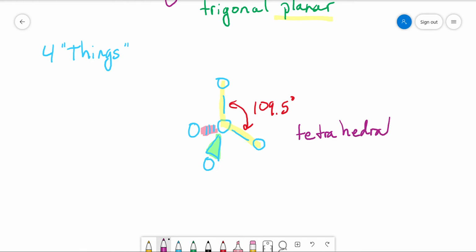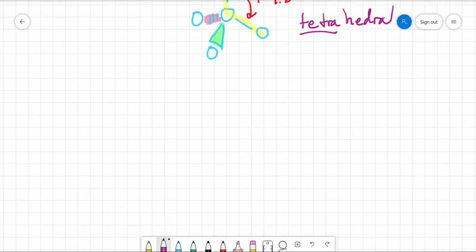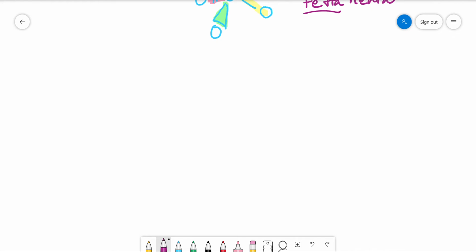If we were to make a three-dimensional object out of this shape and connect all the terminal atoms, it would have four sides, which is where we get the tetra part. Four, or tetra means four, and it would make a four-sided three-dimensional object, which is a tetrahedron. Okay, so that's tetrahedral.